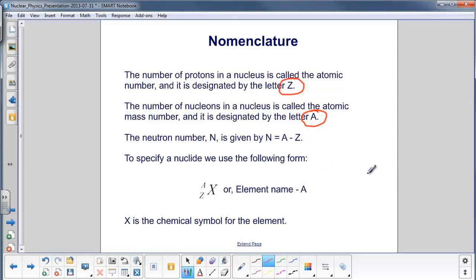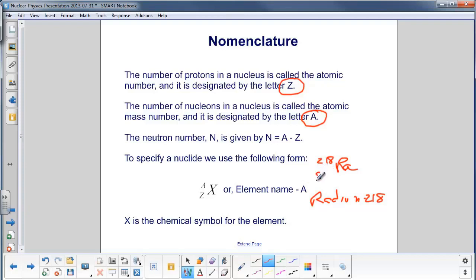To specify a nuclide, which is a fancy word for nucleus or element, we have X, which is the element's name. So let's take an example of radium. Radium, the abbreviation is Ra. So if you had radium-218, 218 is the mass number. That tells you the total number of neutrons plus protons. Another way of doing it is just write out the word. So for example, it could be radium-218. That means the exact same thing as this.